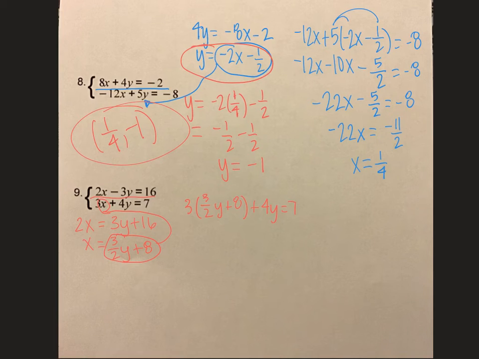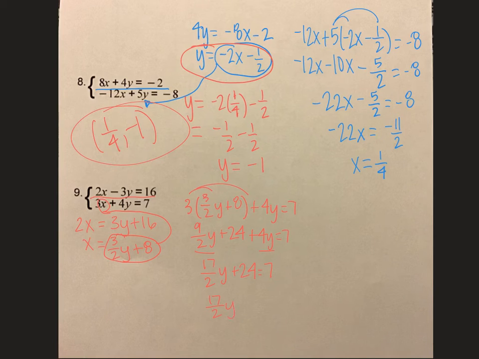So I'm going to then distribute my 3, which is going to give me 9/2 y plus 24 plus 4y. I'm going to combine my like terms, which gives me 17/2 y. And now I'm just solving my equation.